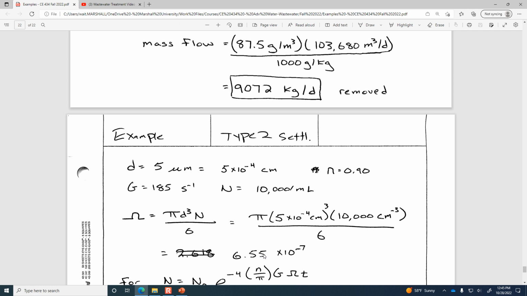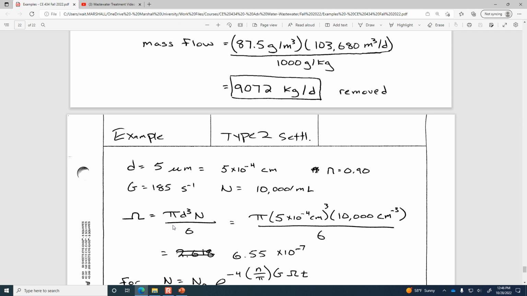So 6.55 times 10 to the minus 7th. It's unitless because that's saying if you have a certain volume of water, what fraction of that volume is occupied by the particles. And it's going to be so small because these particles have a diameter of 5 microns, and there's only 10,000 of them in each milliliter. So that's why this is such a spectacularly small number: there's hardly any volume occupied by these particles. The volume is mostly water. It's 99.999% water.